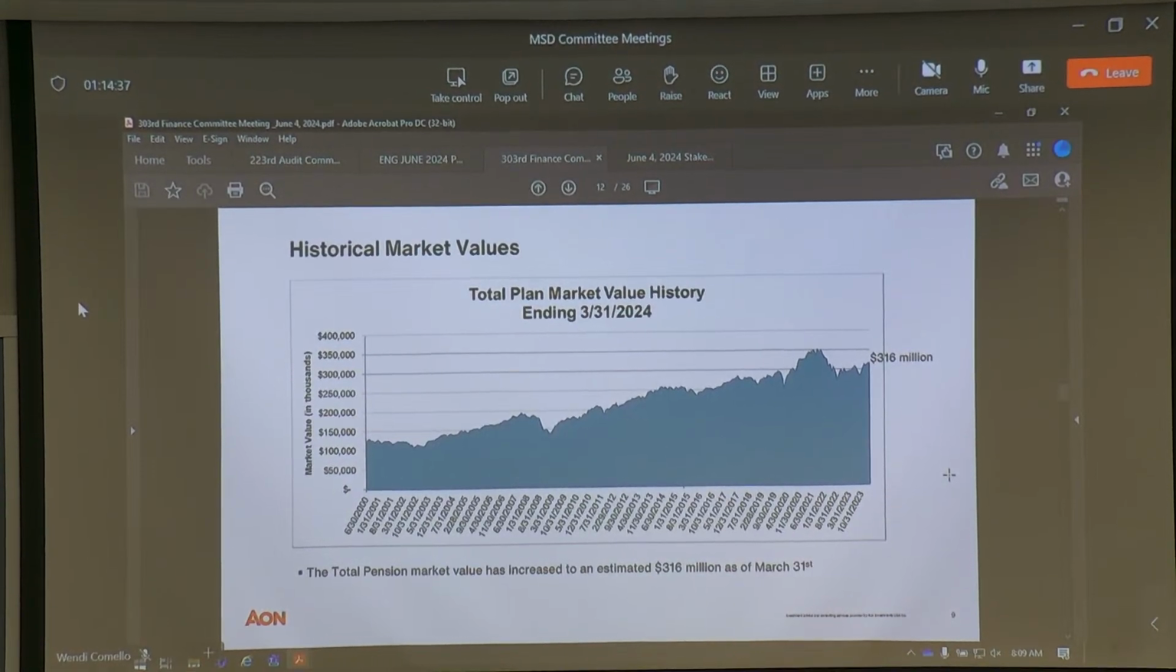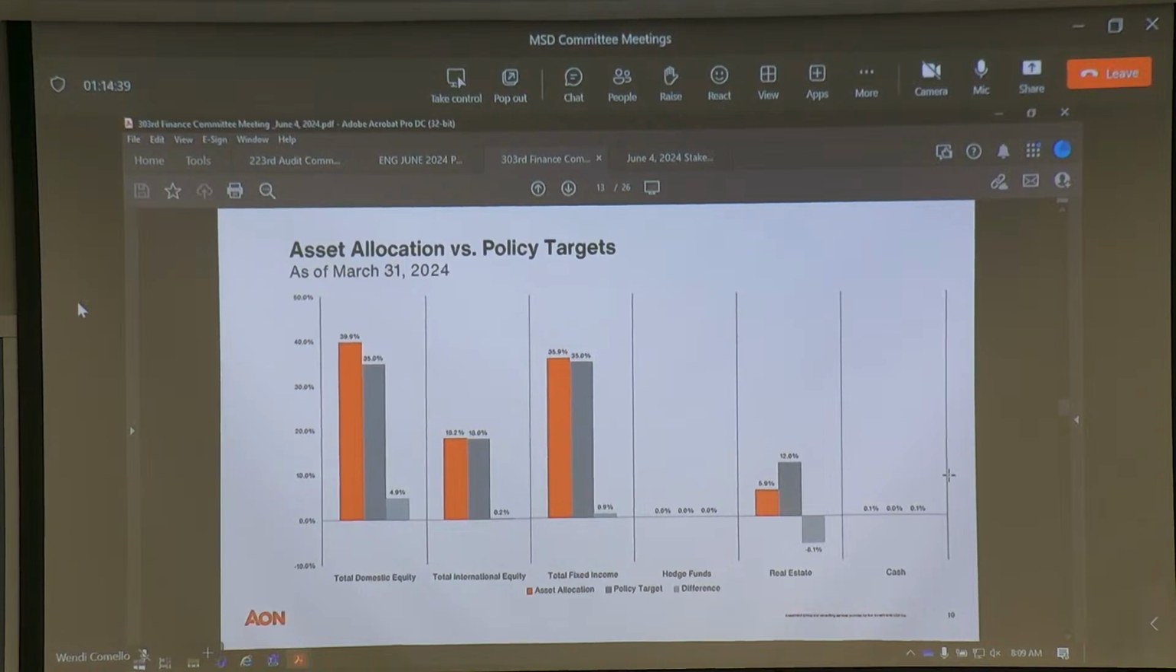Page 10 is looking at the pension plan's asset allocation versus the current policy targets, or the approved policy weights. Again, you can see the policy targets in gray, the current asset allocation in red, and the difference in that lighter gray. And again, mostly in line. The one exception is real estate.